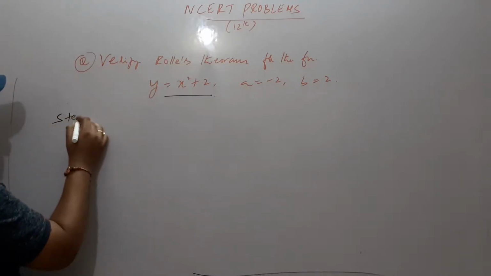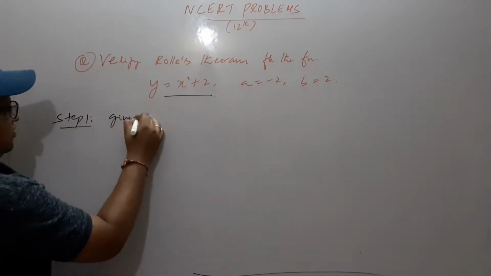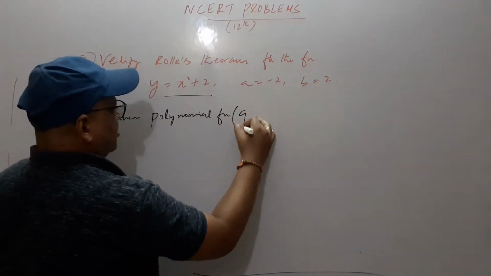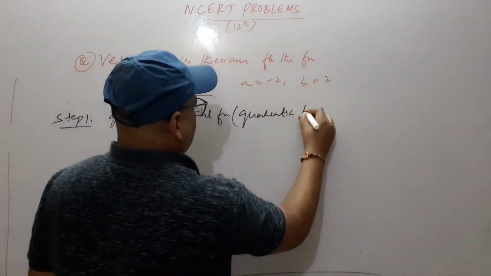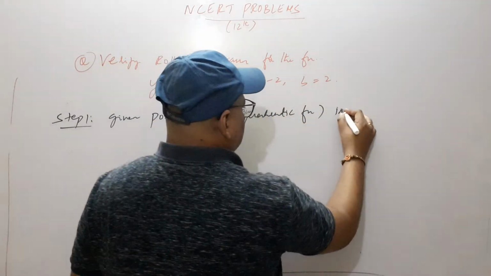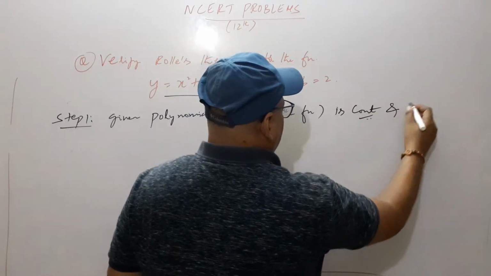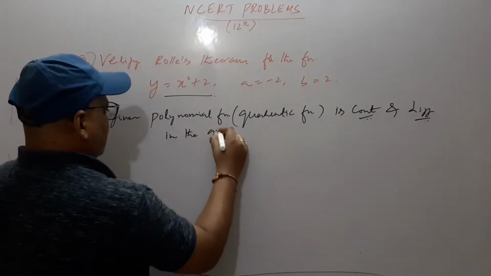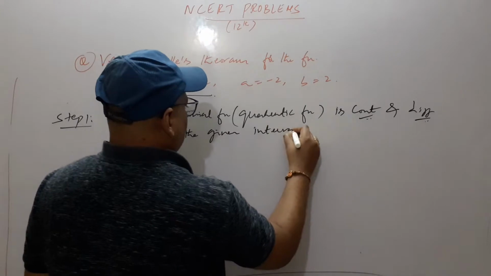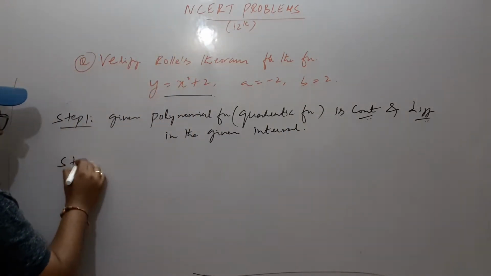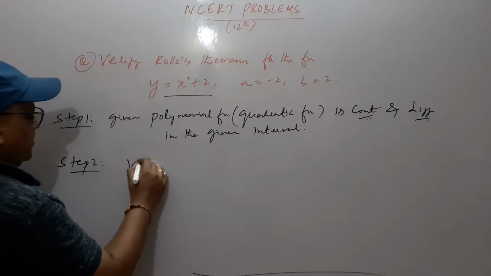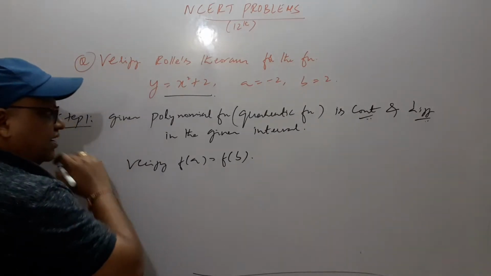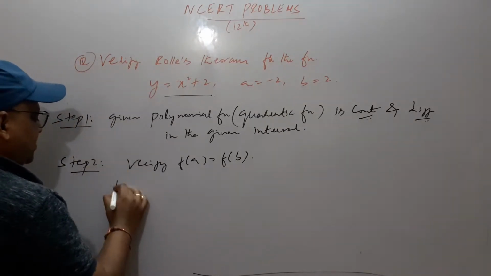So write step 1 as it is. Given polynomial function (in brackets, quadratic function) is continuous and differentiable in the given interval. Step 2, verify f of a is equal to f of b. So take the a value, students. First let me write f of x.